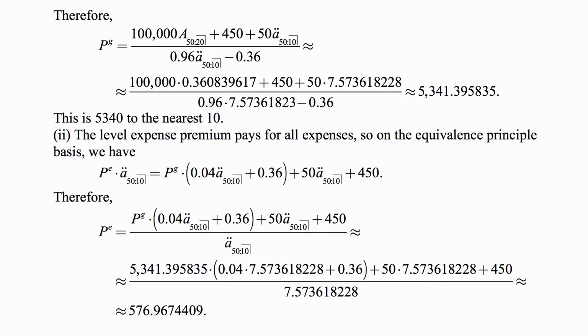So we solve it for PE, and we obtain what you see: PG times the whole quantity of 0.04 ä50 colon angle 10 plus 0.36, plus the fixed expenses, not percentage of premium, so 50 ä50 colon angle 10 plus 450, and the whole thing divided by ä50 colon angle 10. All of these quantities we have calculated before, so we plug them all in, and we obtain 576.9674409.